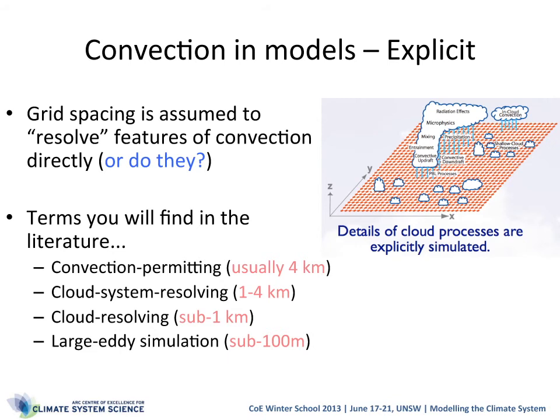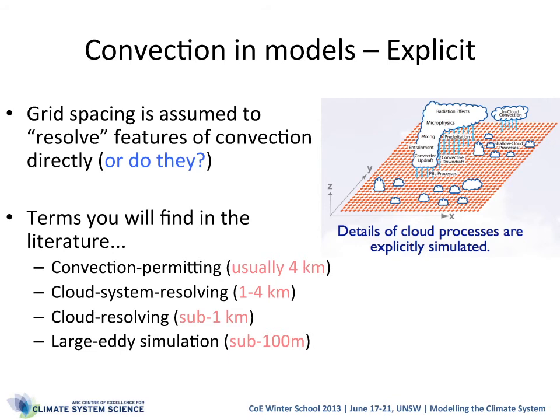The other one is convection done explicitly, where all the details of cloud processes are explicitly simulated. It's usually basically assumed that they resolve features of convection directly. Or do they? In the literature you'll find terms like convection permitting, cloud system resolving, cloud resolving, and large eddy simulations, which can throw you off. So what I've done there is I've basically put the typical resolutions associated with these terms when you see them in the literature.